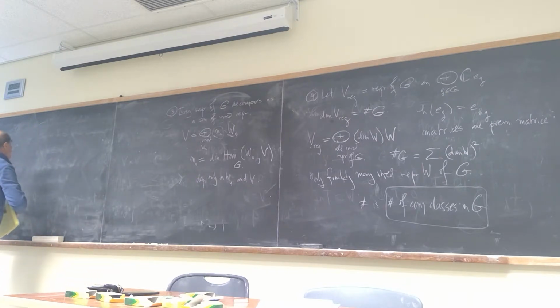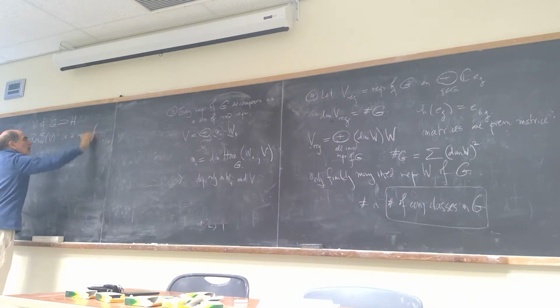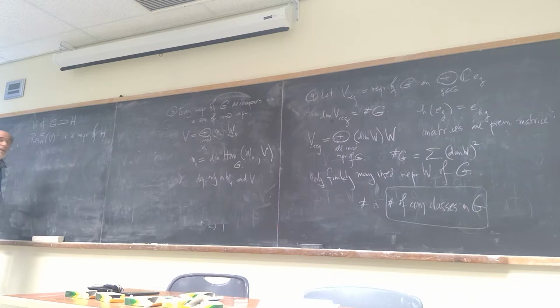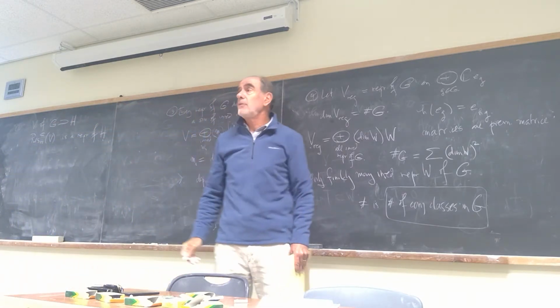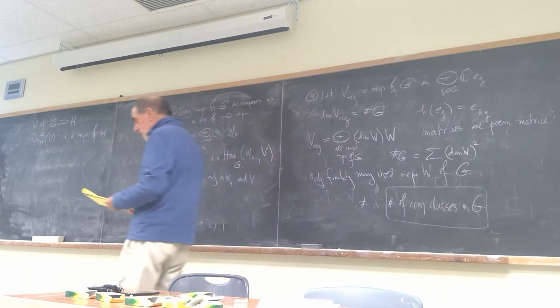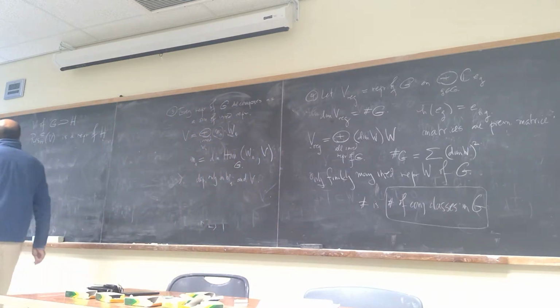Okay, if you have a representation V of a group G, and you have a subgroup H of G, you get a representation of the subgroup just by restricting from G to H. The restriction of V is a representation of H. For example, if H is the trivial subgroup and you restrict, you just get a complex vector space. That's a representation of the trivial group. All right, so Frobenius discovered a method of going the other way.